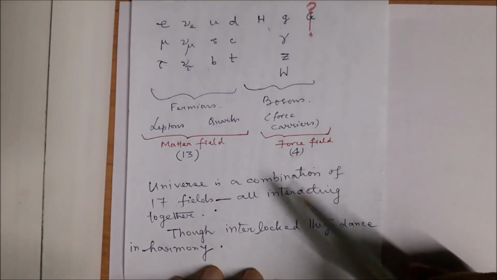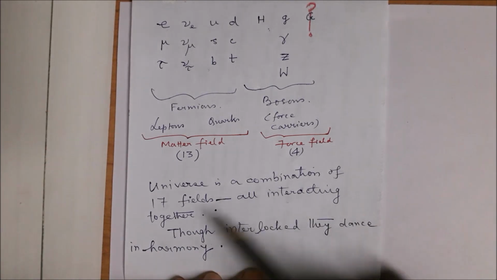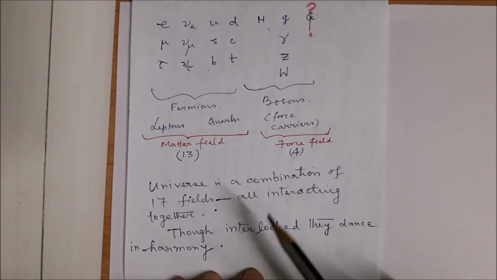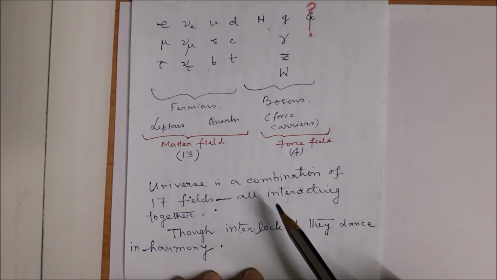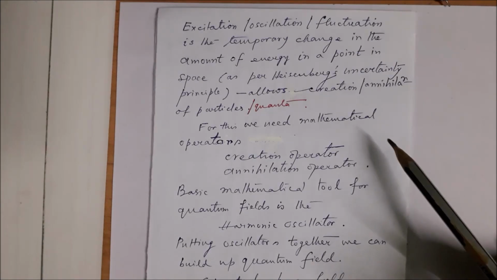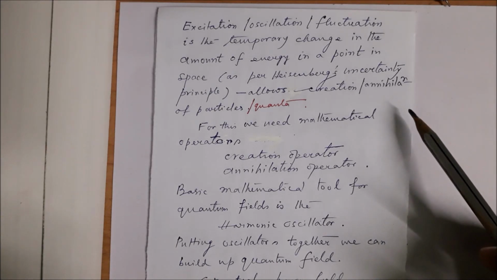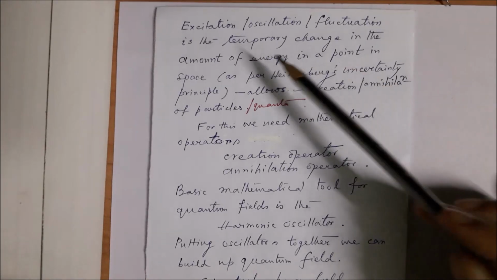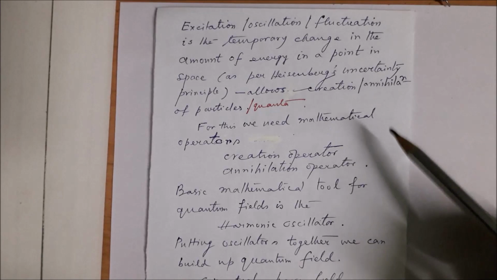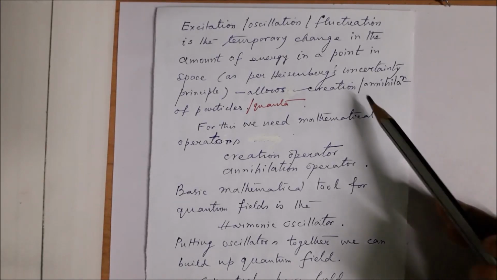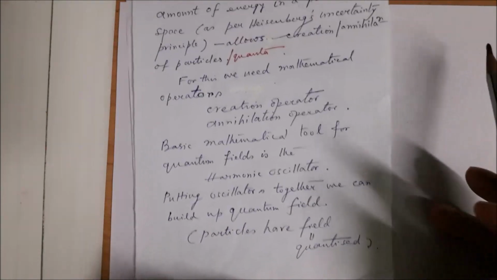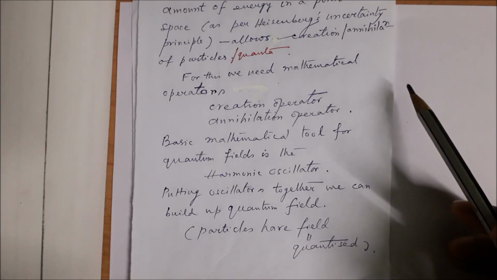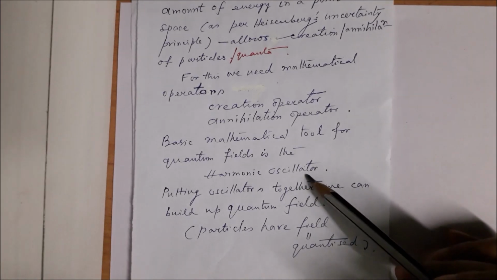Presently, the universe is thought to be a combination of 17 fields, or so to say 17 massive oceans interlocked and dancing in harmony. Before ending, let us just give a hint of what mathematics is done here. We spoke of excitation, fluctuation that needs creation and annihilation of particles or quanta. And one way to mathematically generate a quantum field is to use a harmonic oscillator.